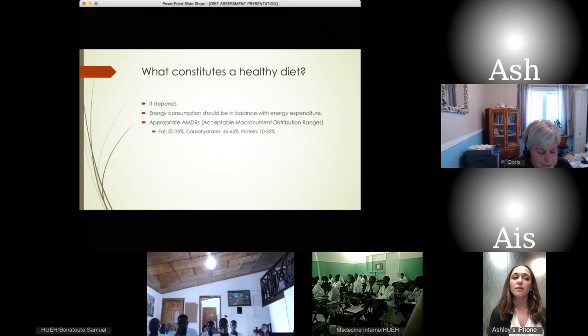So a really oversimplified way of looking at what makes up a healthy diet is looking at energy consumption. So from a very simple standpoint, energy in should equal energy out, and from that alone would equal weight maintenance. But that's a pretty oversimplified look at a healthy diet, and it doesn't at all look at quality of the diet. It's just looking at quantity.